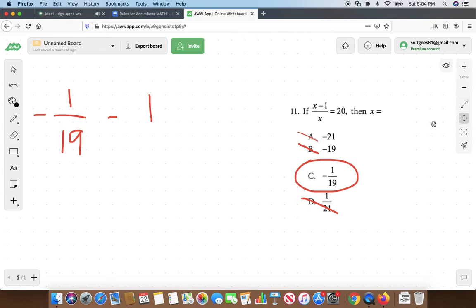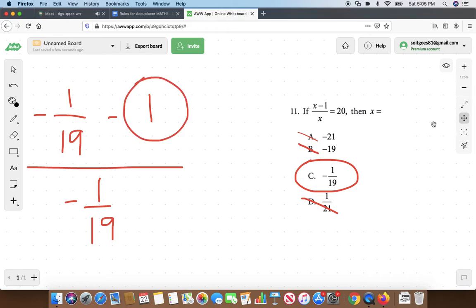when you're adding or subtracting fractions, you've got to have a common denominator. You've heard that before, right? When you're adding or subtracting fractions, you have to have a common denominator. Yes. Okay, you've heard that before. So if I'm subtracting 1, I've got to express 1 with a 19 in the denominator.